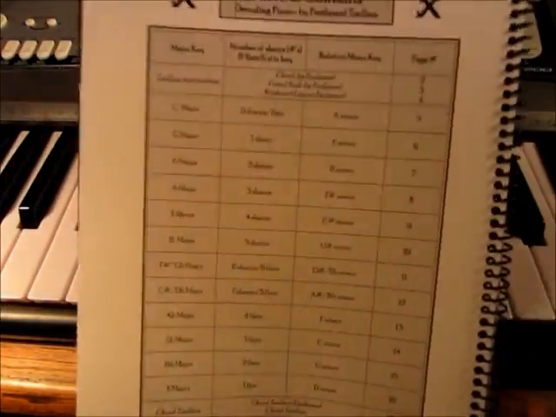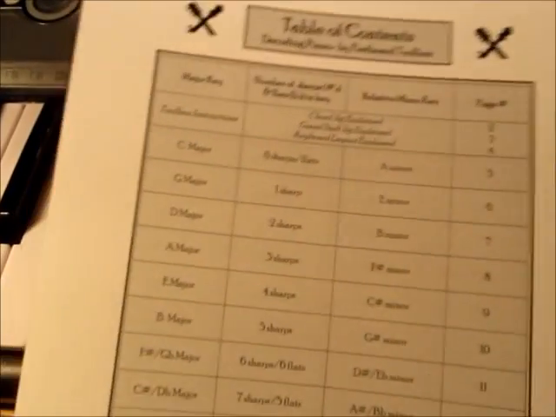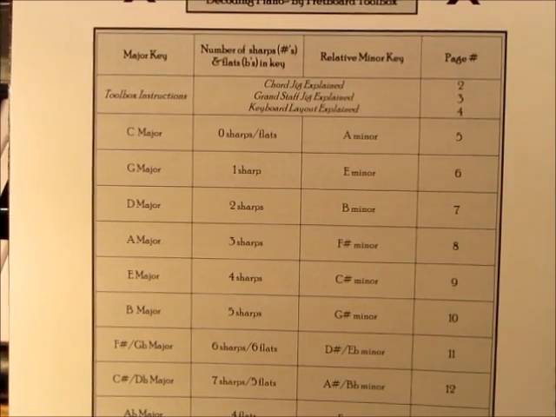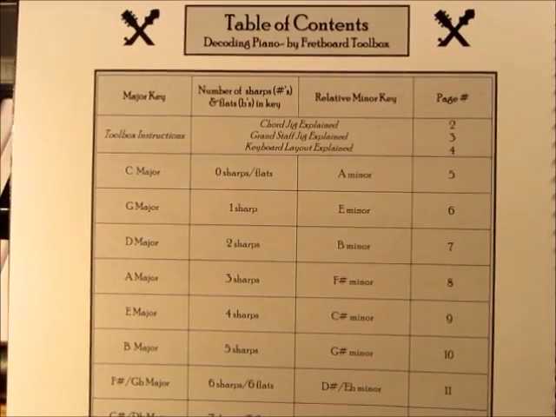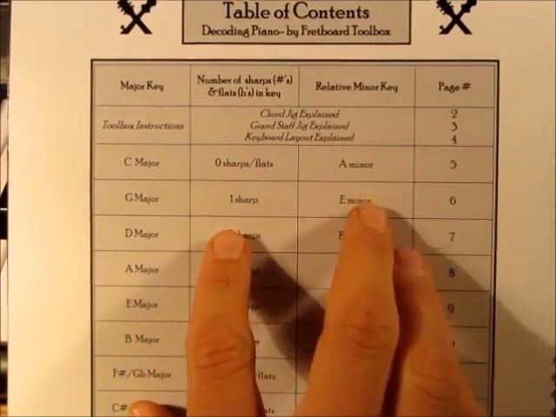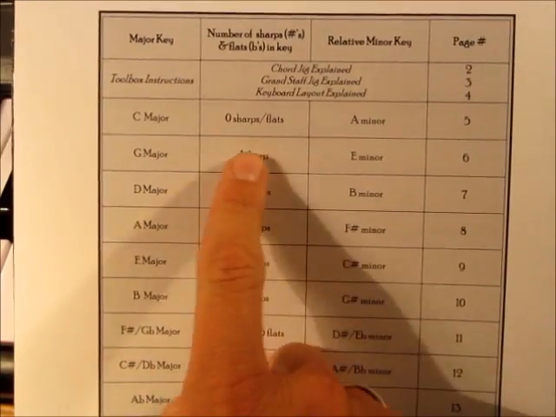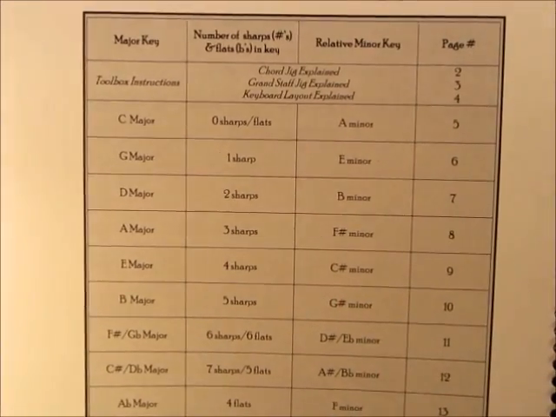The first thing you can do with the Fretboard Toolbox, or Decoding Piano Edition, is take a piece of music you've never looked at before and start seeing how chords are built for it, and what notes are found within a key. So the first thing I had to do is figure out with sharps and flats what key corresponded with each sharp and flat, and then I made a page for each key.